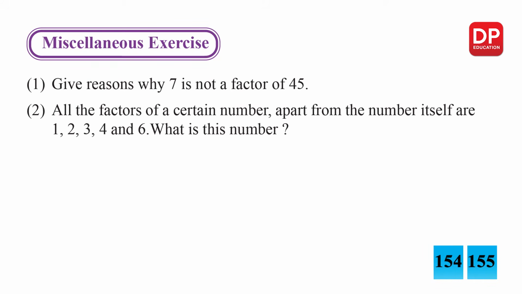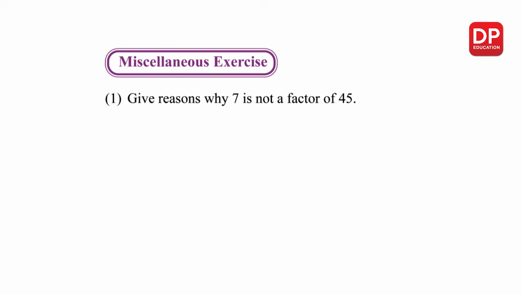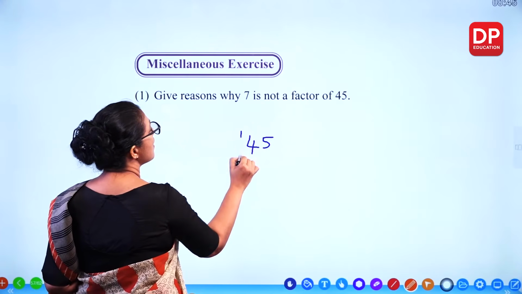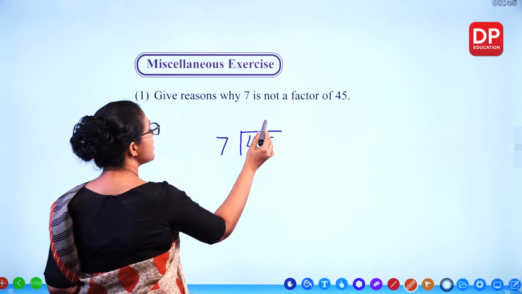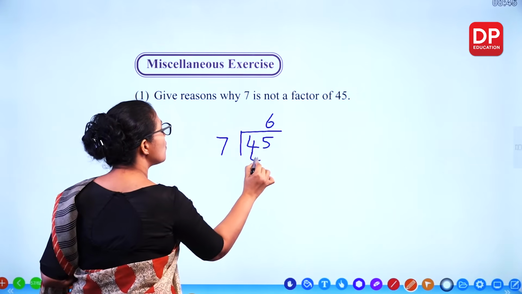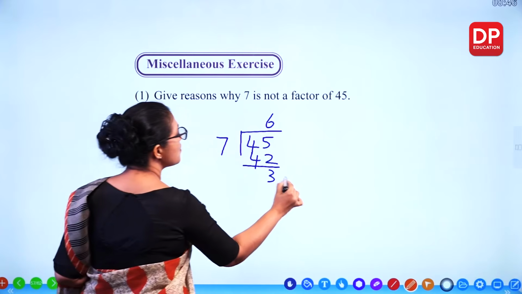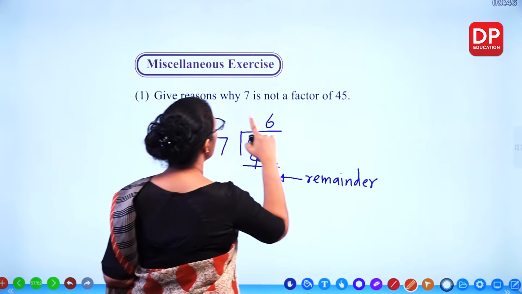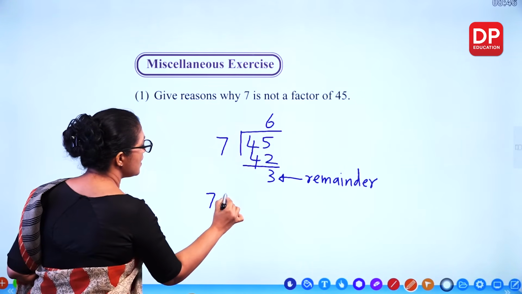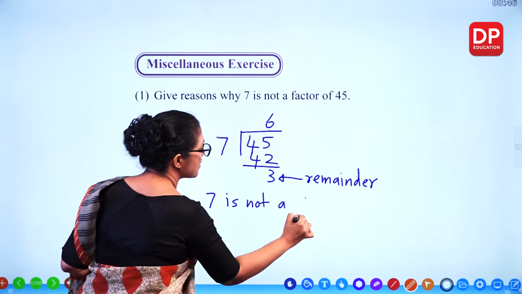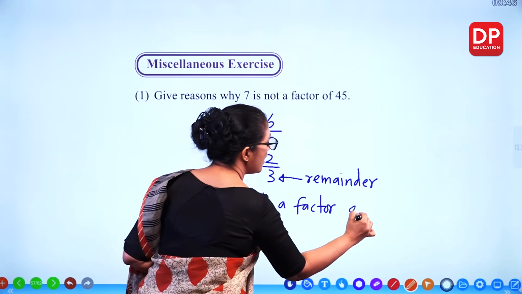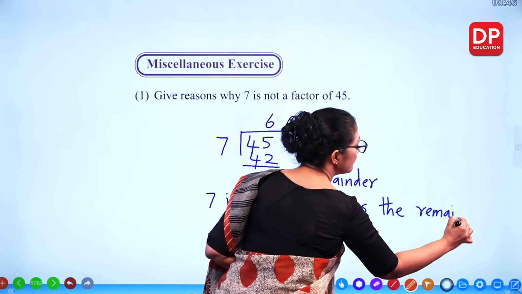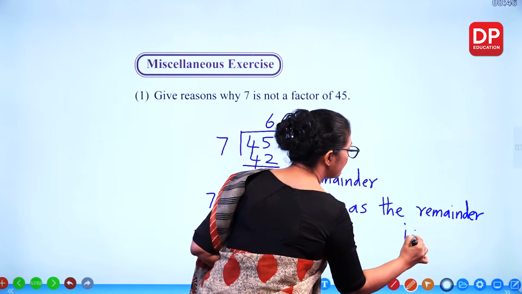Now we'll look at the miscellaneous exercise. Give reasons why 7 is not a factor of 45. We can divide and see. When you divide by 7, you get 7 times 6, 42. And the remainder is 3. So we can say 7 is not a factor as the remainder is 3.